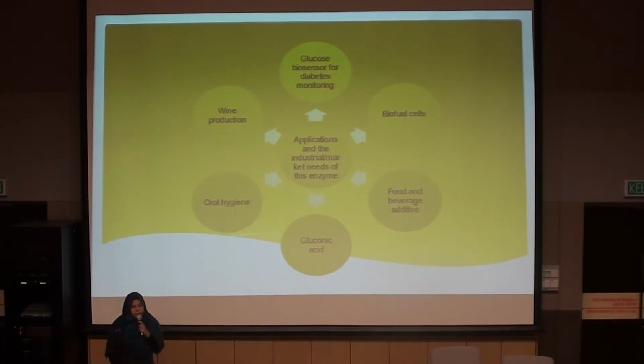Many food industries use glucose oxidase, such as in food and beverage additives. The main idea is glucose oxidase will remove the glucose and oxygen, which will prolong the shelf life of the food. And as we know, glucose oxidase also yields a product, hydrogen peroxide, which is a good antimicrobial, and it has been used in oral hygiene as a bactericide.